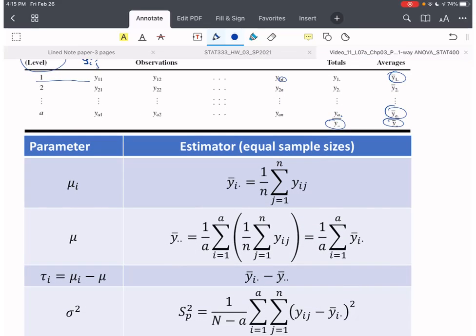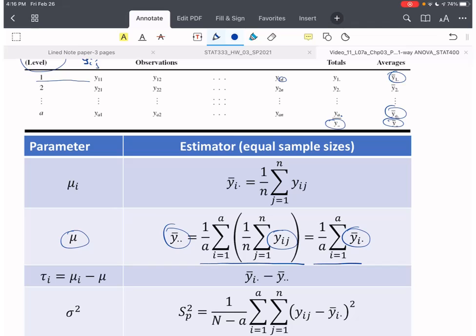And so mu i is the mean of the ith treatment level. And so it makes sense that the estimator is going to be yi dot bar. And I've given you a formula here, which I won't go into the details of. I assume at this point you're able to understand the formulas. Mu is going to be estimated with the overall or grand mean. And so I've given you a couple of different ways to look at this. One is if you're using the individual observations, and another if you're starting with the yi dot bars.